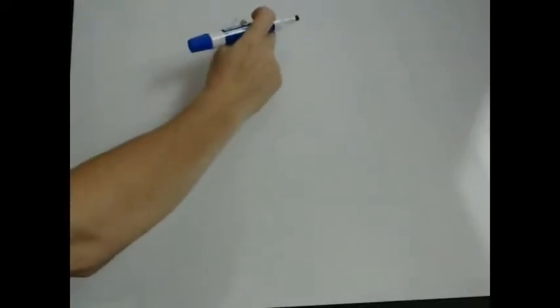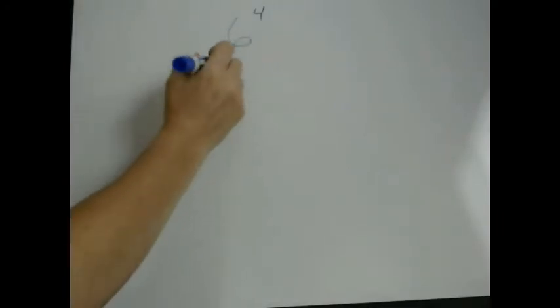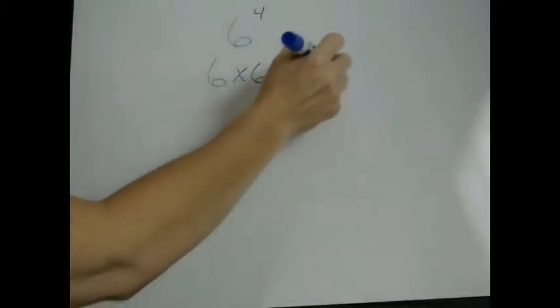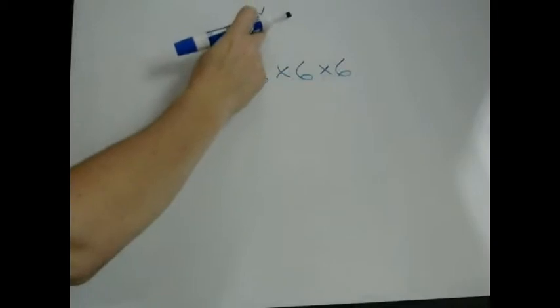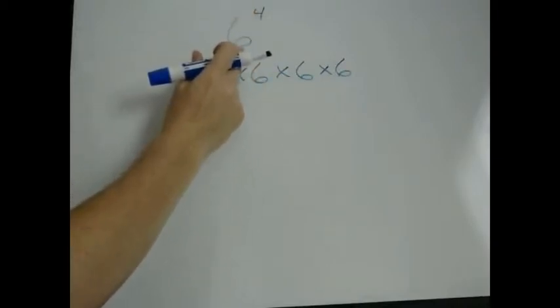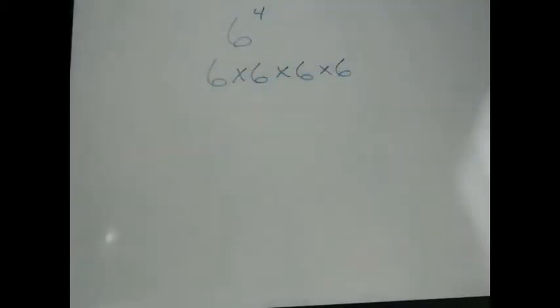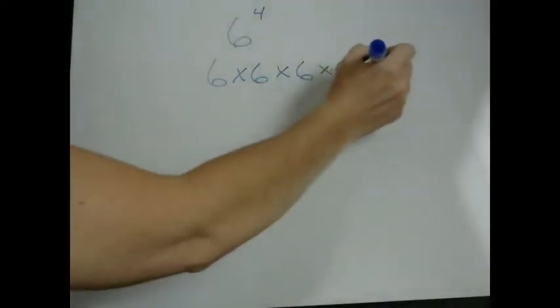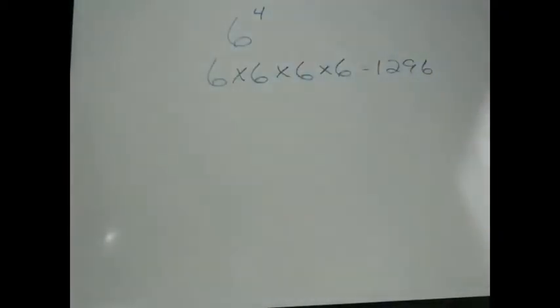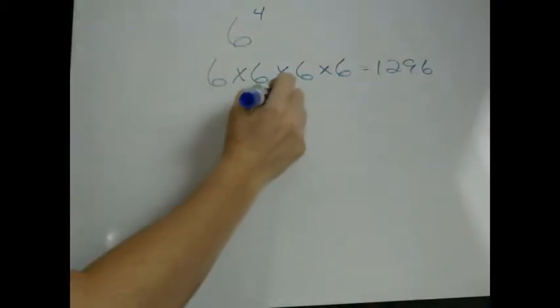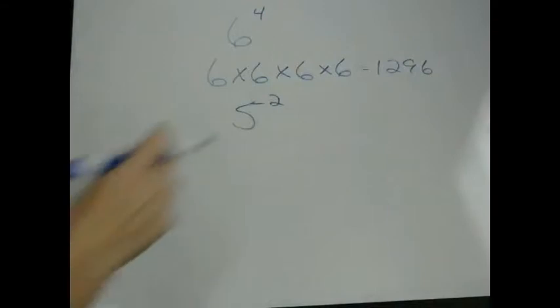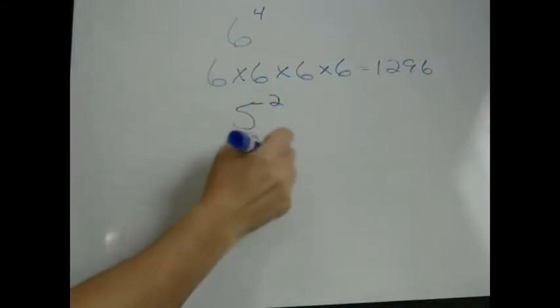What the exponent means is how many times you're going to multiply the base times itself. A lot of times people initially think that 6 to the 4th means 6 times 4, and that's not what it means at all. It means 6 times 6 times 6 times 6. So 6 to the 4th means you're multiplying 6 times itself 4 times: 1, 2, 3, 4. That does not equal 24. In fact, it equals 1,296.